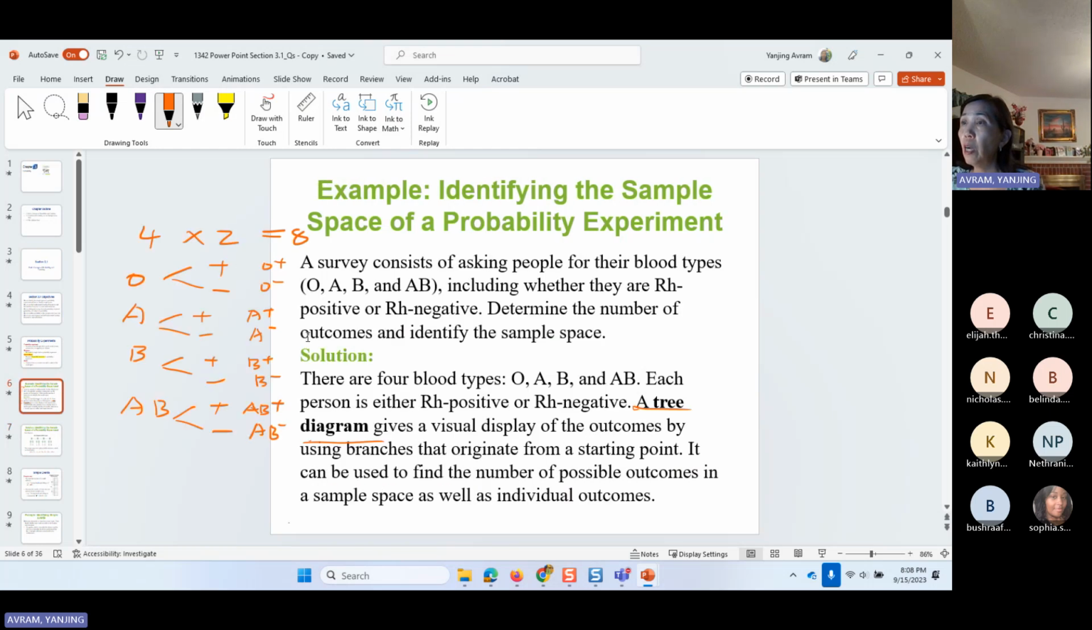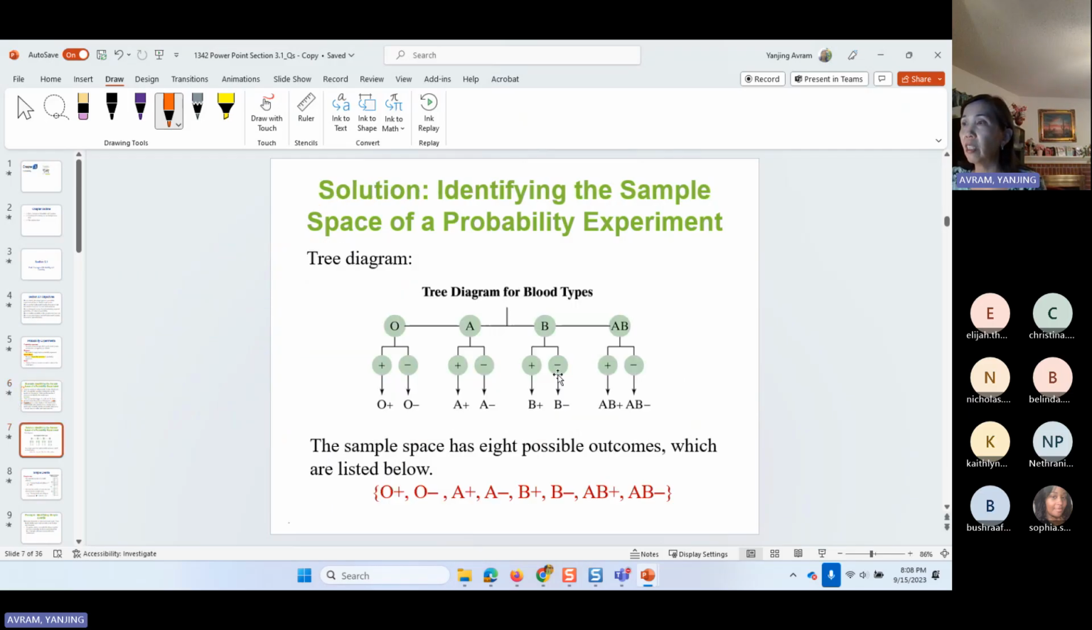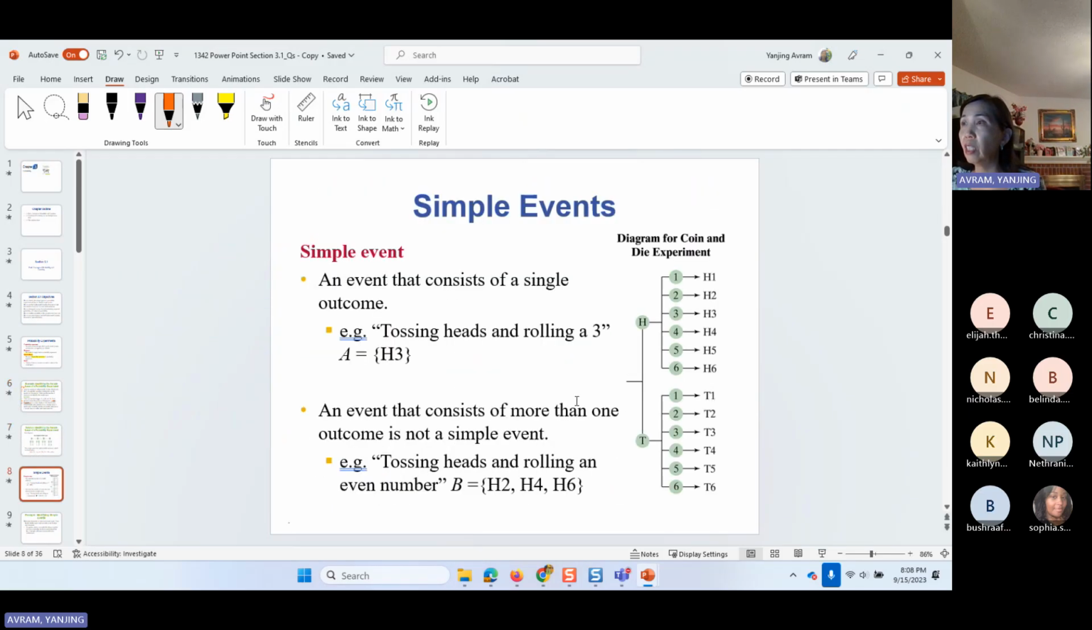Okay, so how do I count the 8? From the first possible outcome is 4, second possible outcome is 2. So we multiply these 2 together, it will be 8. All right, so that is how you do this one in here.